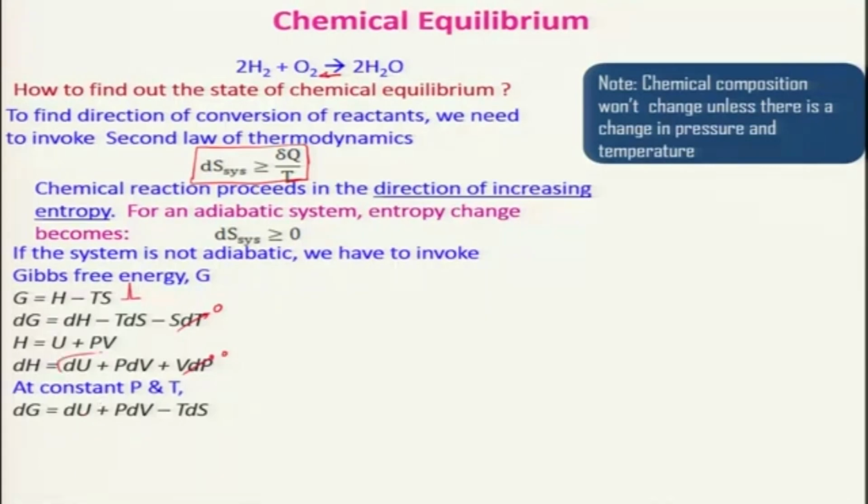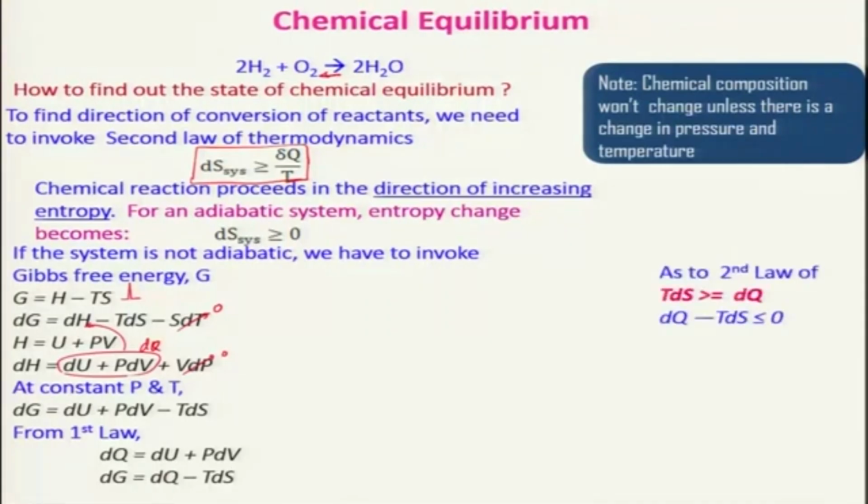this portion I can put it here, and then I will get dG equals dU plus PdV minus TdS. And we know from the first law of thermodynamics that dq is equal to dU plus PdV, and we can use that here. In place of dU plus PdV I can use dq. So then I will get dG equals dq minus TdS.